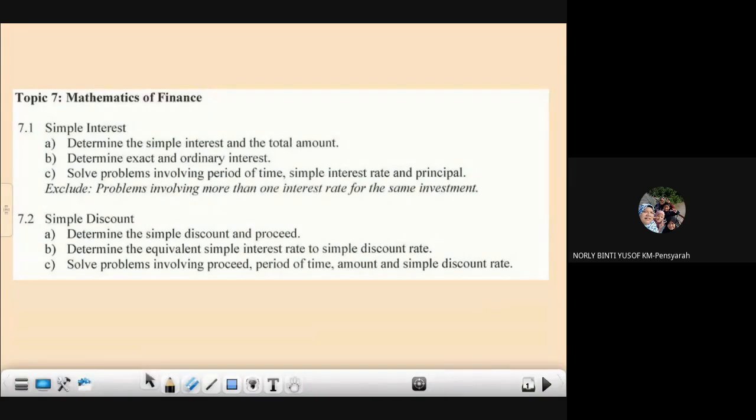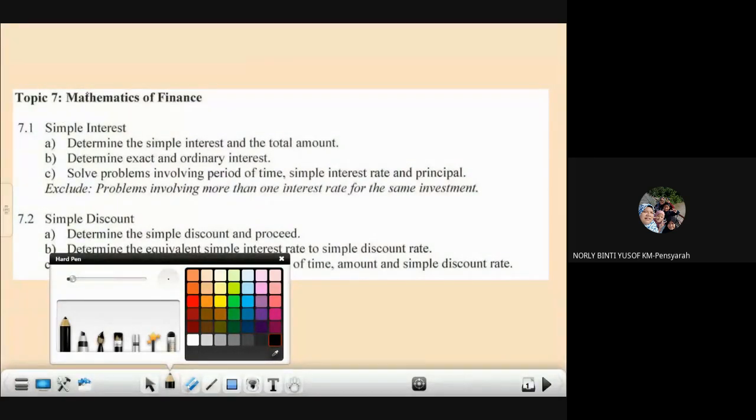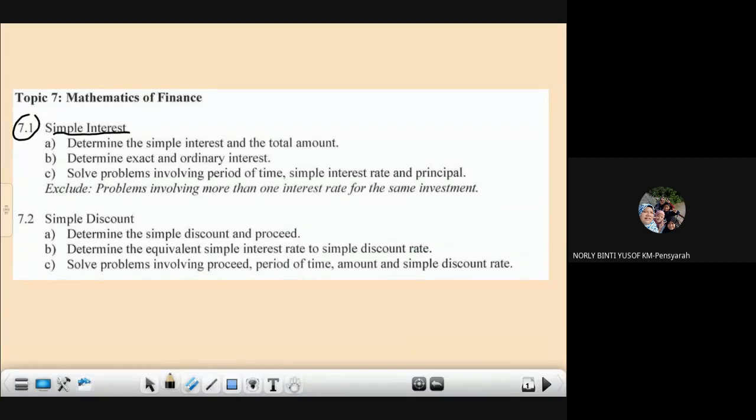So in 7.1, kita akan belajar last topic you lah, Mathematics Finance. 7.1, simple interest. Actually you have to determine the simple interest and the total amount, and determine the exact and ordinary interest, and solve problem involving period of time, simple interest rate and principal. So dia tak akan termasuk, exclude tu maksudnya tak termasuk lah, problems involving more than one interest rate for the same investment. Kalau include termasuk, exclude tak termasuk.